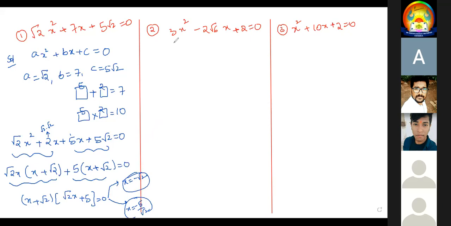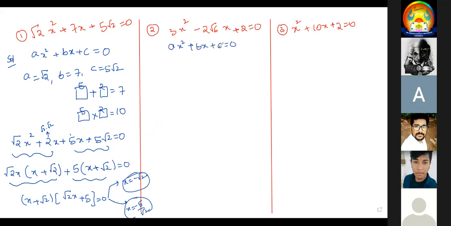Next one. Sir, can we rationalize minus 5 by root 2? Yes, you can. It will become minus 5 root 2 by 2. Yes, sir, we can rationalize it. Very good.